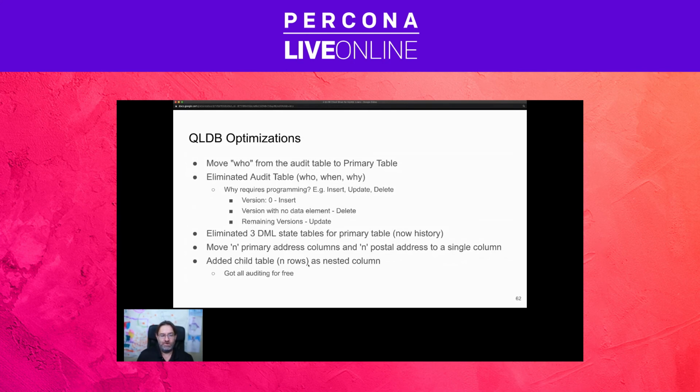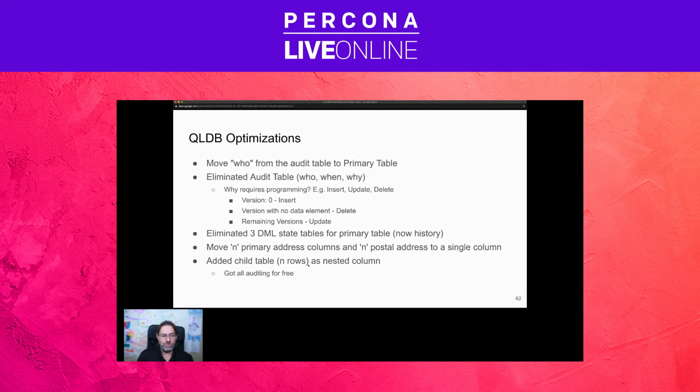So these are some of the things that we did for the benefit of QLDB. The audit table, which was keeping every record, had an identifier of who was making that change. By moving that column into the actual table itself, we eliminated the need to keep a record of that. And the actual entire audit table could be removed. The who made the change is now being propagated. The when the change is built into QLDB's transaction time.